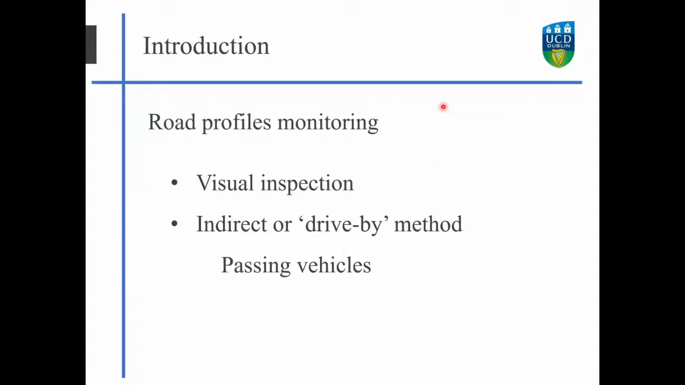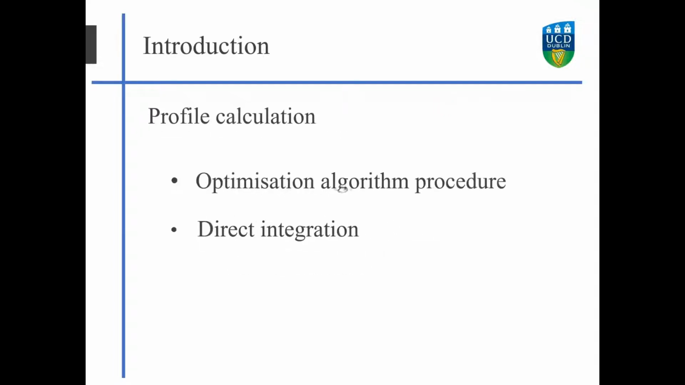This method uses passing vehicles to measure dynamic response, such as accelerations. It has a number of advantages. It is easy to operate, efficient, and economical. In previous research, the road profiles are back calculated from vehicle-mounted sensor data. For example, the accelerations using a very complicated optimization procedure. This method involves finding the profile elevations that give a best fit to the measured accelerations data.